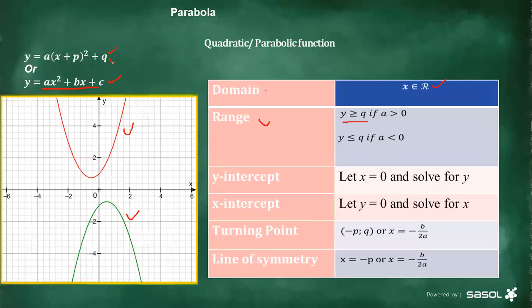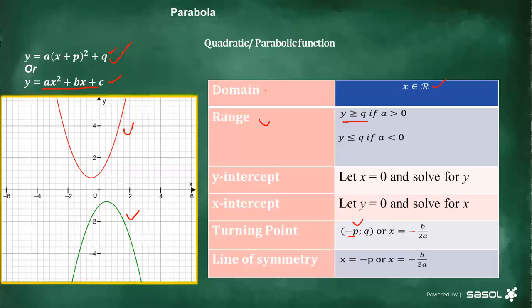Now I did explain the turning point. If we are given the standard form, I said you don't have to calculate the turning point. If you have P and you have Q, you have the coordinates of the turning point. Remember, when you take this P here, you take it to the point, hence you see negative P. And then Q you take as it is, and then you have a turning point.